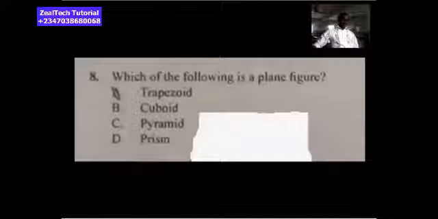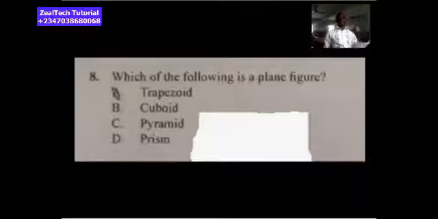Number 8. Which of the following is a plane figure? A plane figure does not have thickness and is always drawn in two-dimensional form. So you can see that in this case, cuboid is not a plane figure, pyramid is not, prism is not. The answer is A, trapezoid. Trapezoid is the correct answer, which is A.